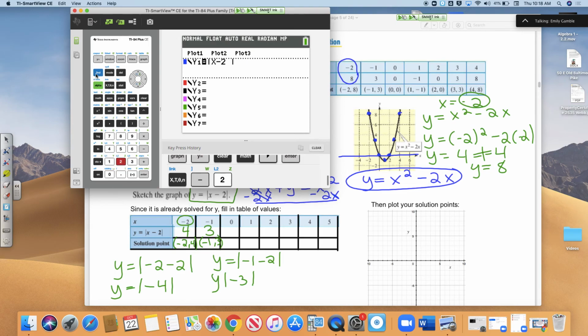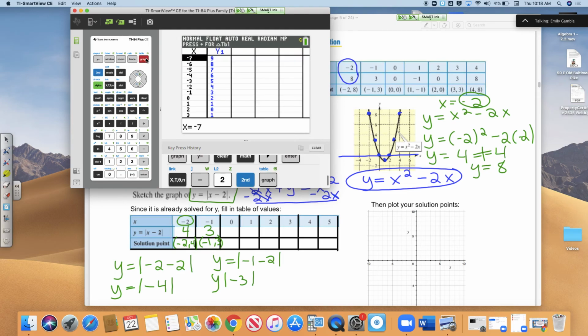And then you could just go to your table, which is second graph, and you can find all the values you would need. So we still need 0, 1, 2, 3, 4, and 5.